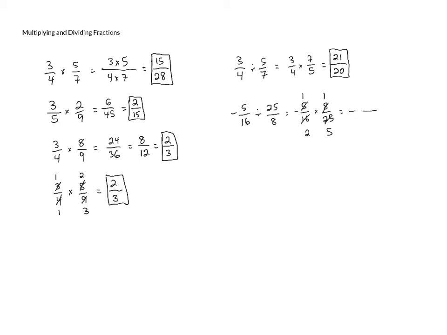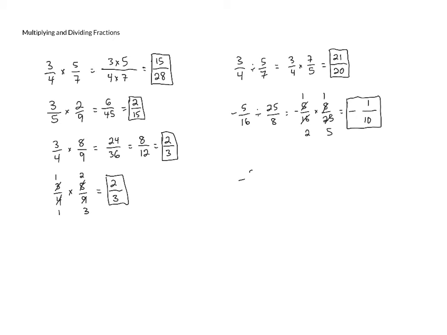So our answer, which we said is going to be negative, will have 1 in the numerator. 1 times 1 is 1. And 10 in the denominator. 2 times 5 is 10. And so we end up with -1/10. All right, let's do one more.